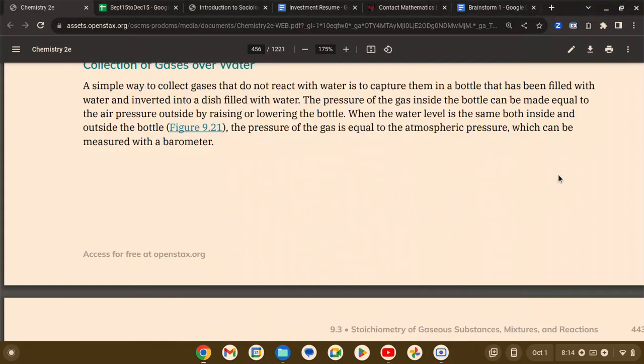All right, let's go back to this. Collection of gases over water. A simple way to collect gases that do not react with water is to capture them inside a box or in a bottle that has been filled with water and inverted into a dish filled with water. The pressure of the gas inside the bottle can be made equal to the air pressure outside by raising or lowering the bottle. When the water level is the same both inside and outside the bottle, the pressure of the gas is equal to the atmospheric pressure, which can be measured with a barometer.